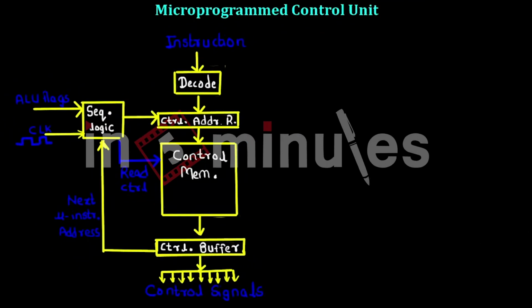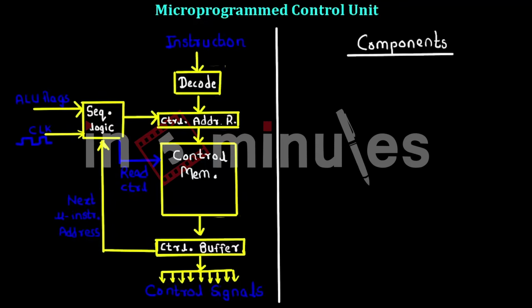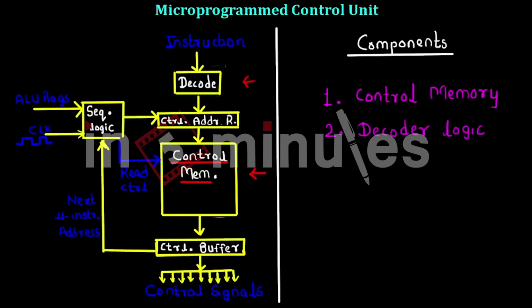So this is the organization showing the different components of the microprogram control unit along with the control memory. So let's look at the components. First of all, we have the control memory, which contains the microinstructions. We know about it. Then decoder logic. Now, decoder logic performs the task of decoding the instruction opcode, the instruction such as add, multiply, store, load. So the opcode for the main instruction is decoded in the decoder.